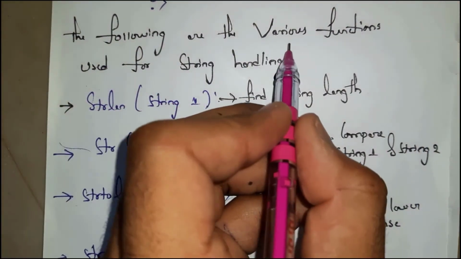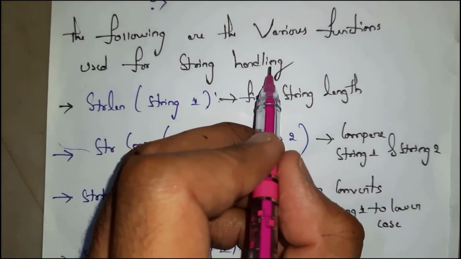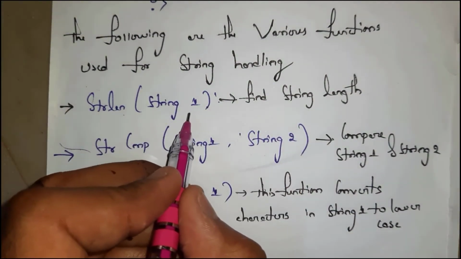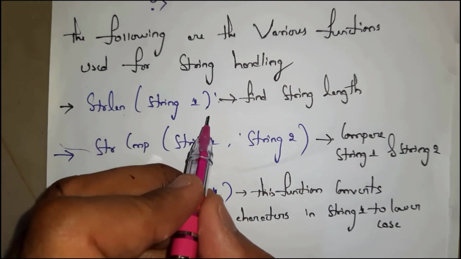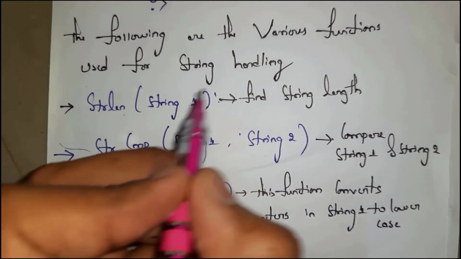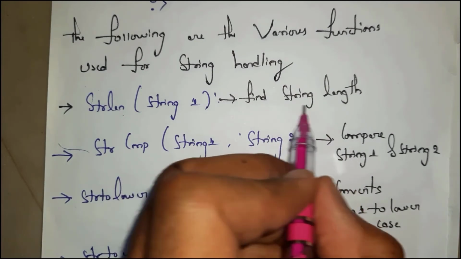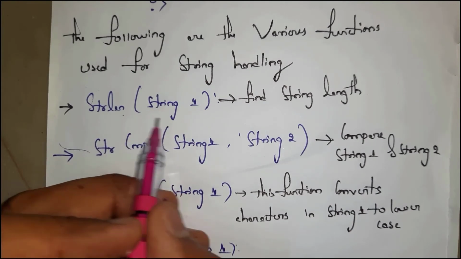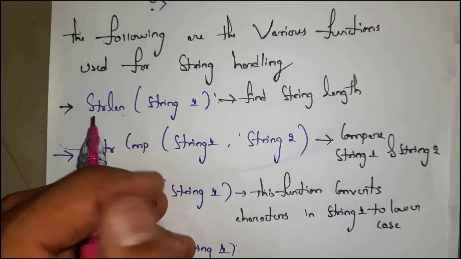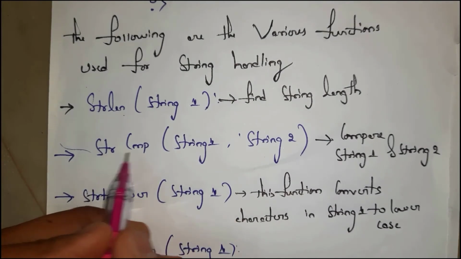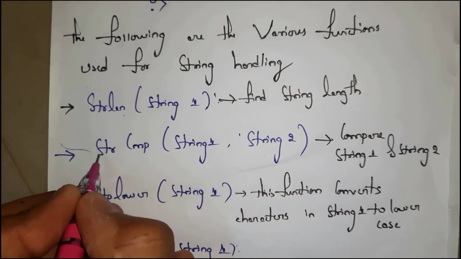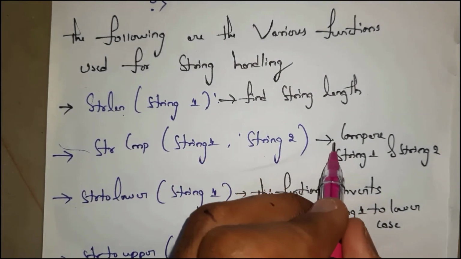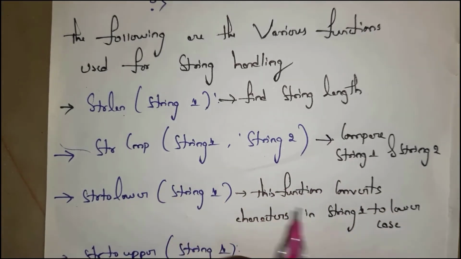See, the following are the various functions used for string handling. First one, strlen of string 1. This function is used to find the length of the string. Next one is strcmp. CMP stands for compare. strcmp of string 1, string 2. This function is used to compare string 1 and string 2.